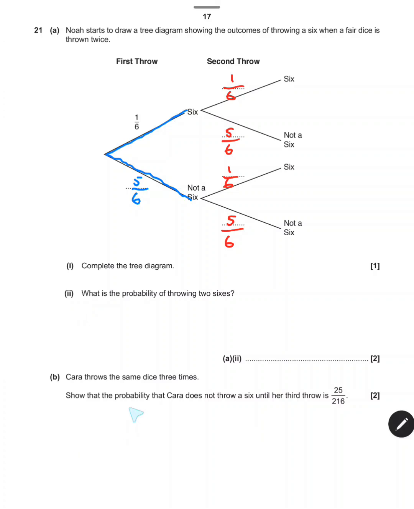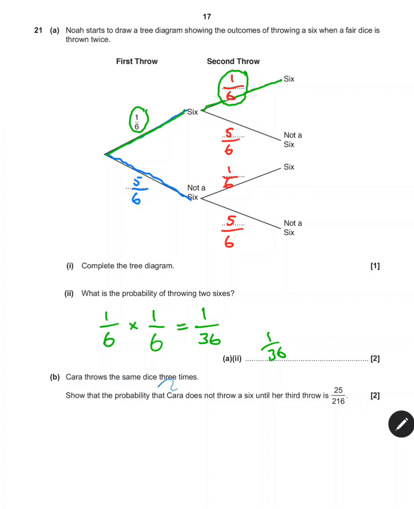Part 2 says, what is the probability of throwing 2 6s? Well, that would be a 6 followed by a 6. And if we travel along that part of the tree diagram, we can collect those probabilities along the way. What we're going to do is 1/6 multiplied by 1/6. 1 times 1 is 1. 6 times 6 is 36. That is your probability of 2 6s.